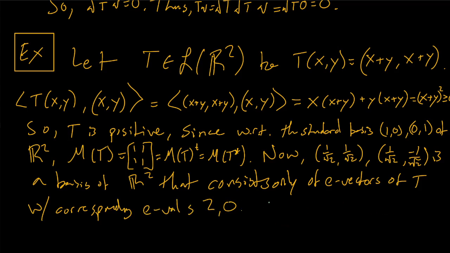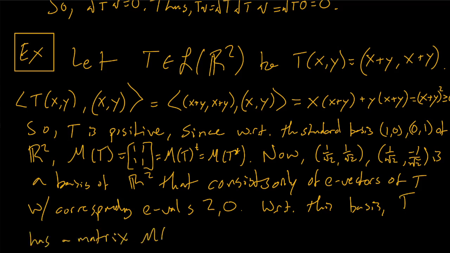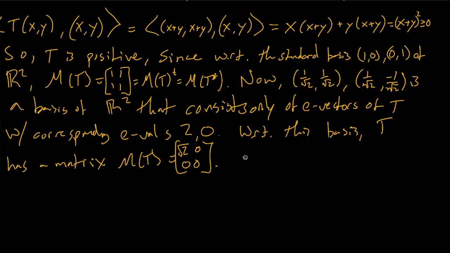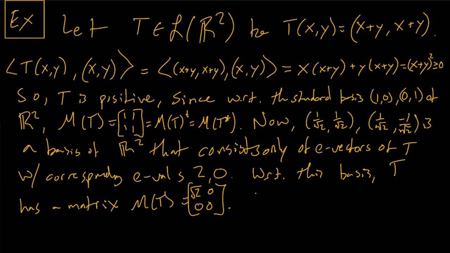So, with respect to this basis, T has a matrix 2, 0, 0, 0. After all, it's diagonal, and on the diagonal are the eigenvalues. Nice. Okay, so, nice enough. Easy. Hence, can we find what the matrix of T's unique positive square root will be? It's going to be pretty easy to tell. Oh, sorry. This is the matrix of T.